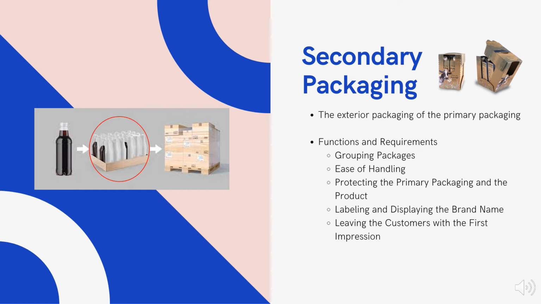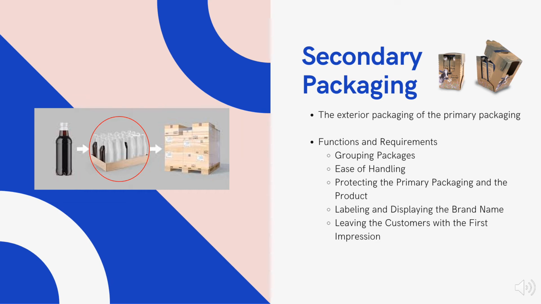With the first one, grouping packages. It allows a number of primary packages to be assembled together. Then, it also provides ease of handling, which facilitates the delivery of vast quantities of the product to the point of sales or end users. More importantly, secondary packaging can protect the primary packaging and the product itself, for example, during transport on pallets.